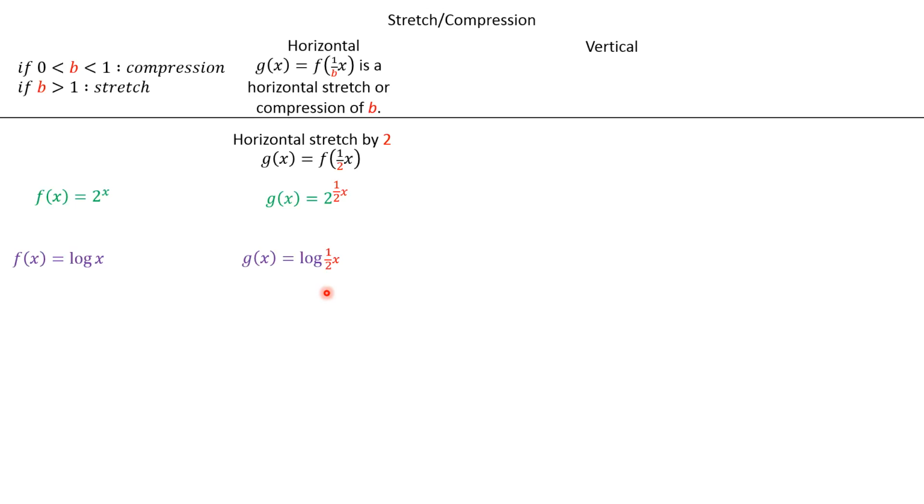So we have log of 1/2 x. That's 1/2 times x. When we're multiplying stuff inside of a log, what does our property say that we can do? It says that we can add 2 logs. It's log of 1/2 plus log of x. Log of 1/2 is just a number. We have a number plus x.